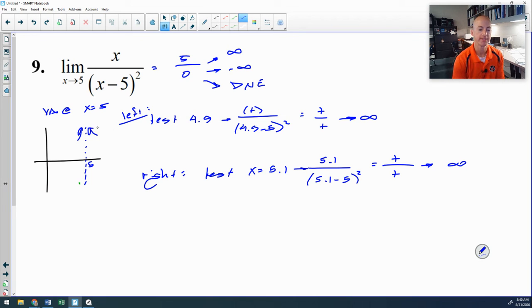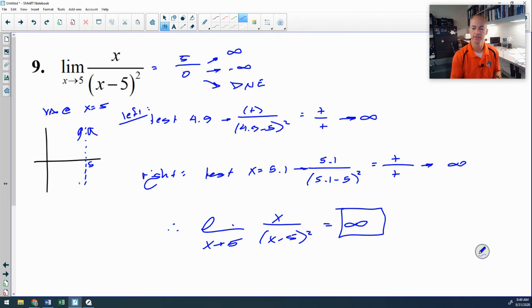And since I have tested both sides and I know that they're both going to positive infinity, I can now say that the limit as x goes to 5 of x over x minus 5 squared is positive infinity, because both sides were going to positive infinity. If they were going to different infinities, one going up, one going down, then the answer to this would have been does not exist. But we did show that both sides were going to positive infinity. So there is your answer.